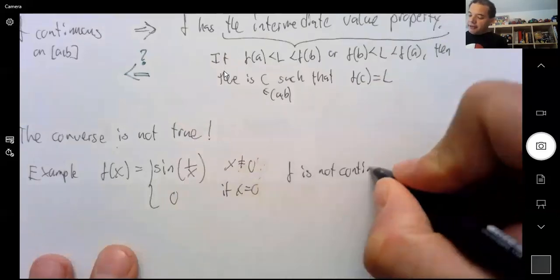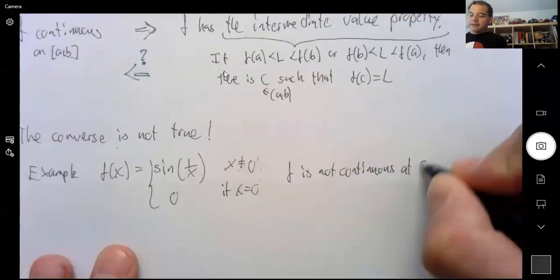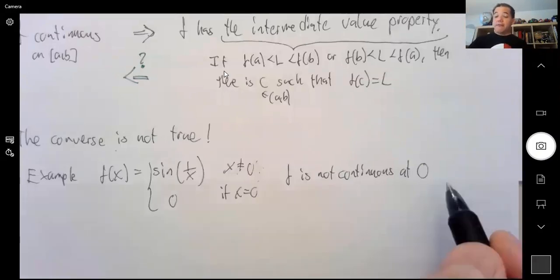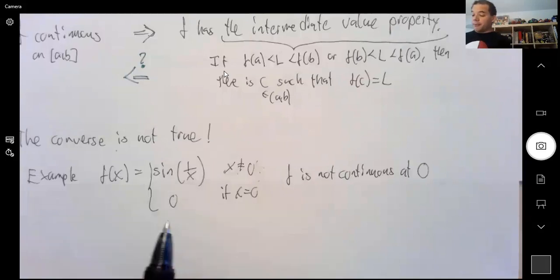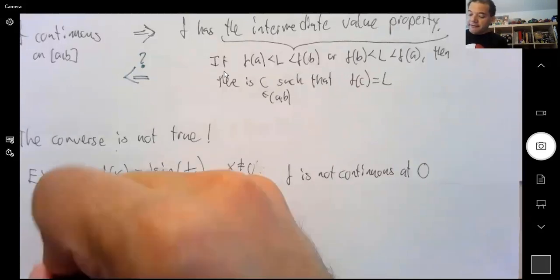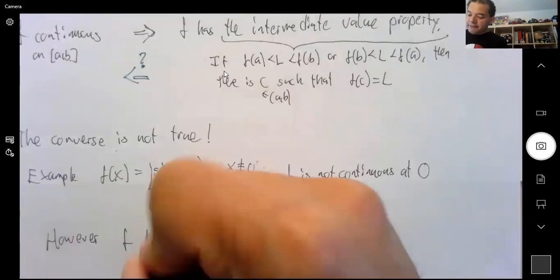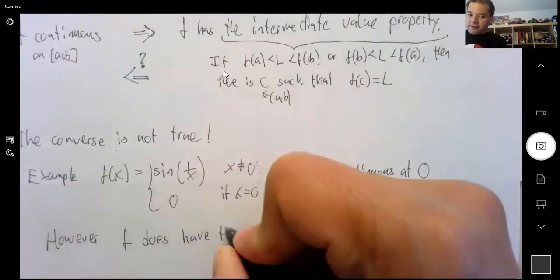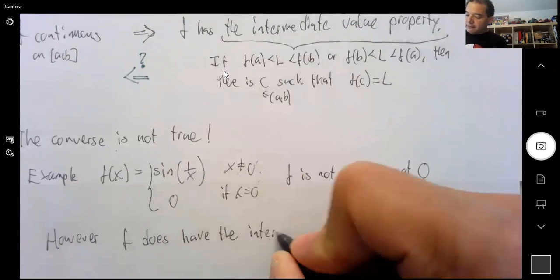We saw that already. It's not continuous at 0 because it oscillates like crazy. So we can find two sequences, one of them that is always 1, 1, 1, 1, and the other that's always -1, -1, -1, and both of them approach 0. So it's not continuous at 0. However, f does have the intermediate value property.